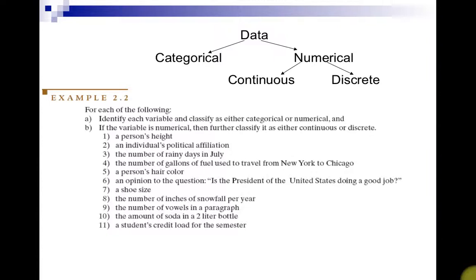Okay, let's go over these examples. A person's height. A person's height is a numerical variable, and it is continuous because height can take on any value. For example, the example I gave before, between 5 and 6 feet. There are an infinite number of heights between 5 and 6 feet, so we consider it continuous. An individual's political affiliation, for example, either Republican or Democrat, that would be considered categorical.